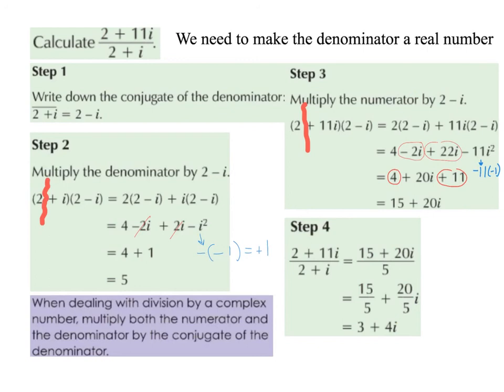So we wanted to have a complex number that was no longer a fraction, and we ended up with 3 + 4i. And it's very important to remember that when dealing with division by a complex number, we multiply both the numerator and the denominator by the conjugate of the denominator. It must be the conjugate of the denominator, not the numerator. Our denominator in our question was 2 + i, so the conjugate of that was 2 - i. So we multiplied the numerator by 2 - i, and then we multiplied the denominator by 2 - i, and then we simplified, and we ended up with 3 + 4i.